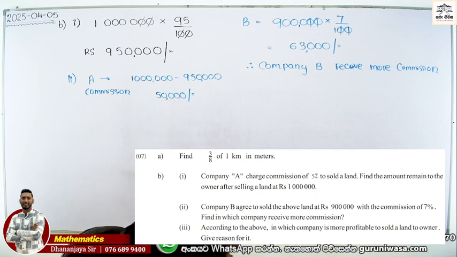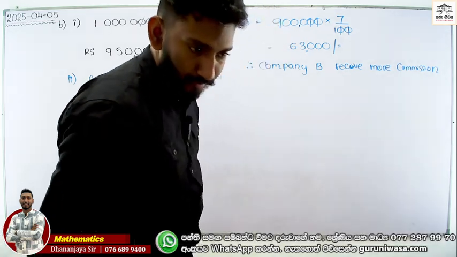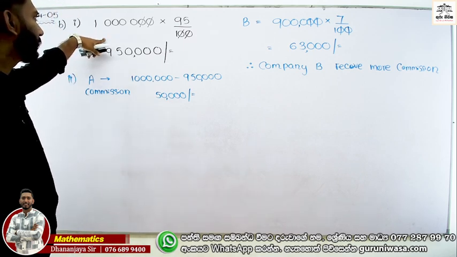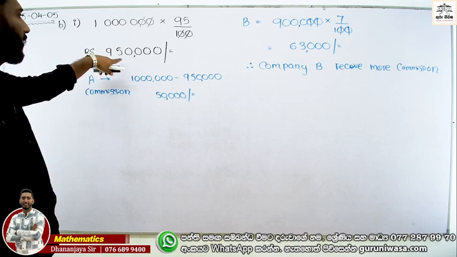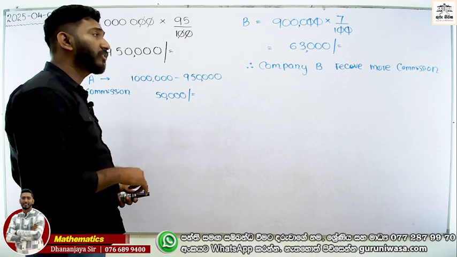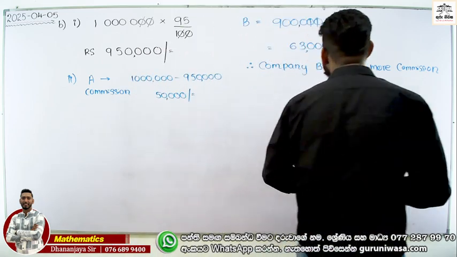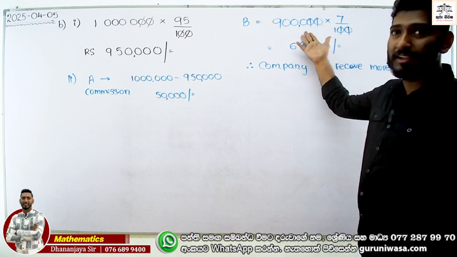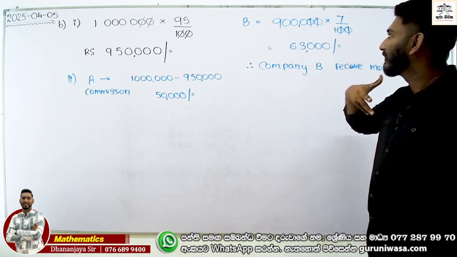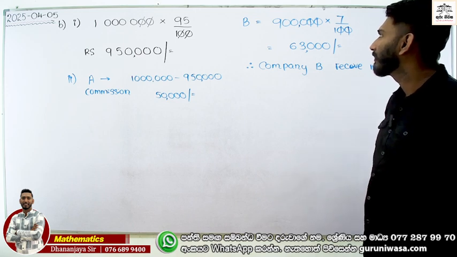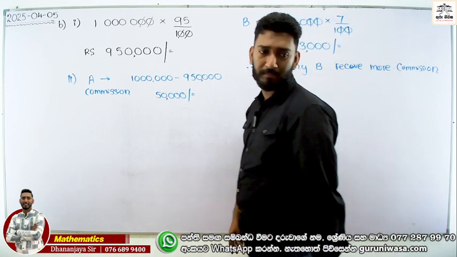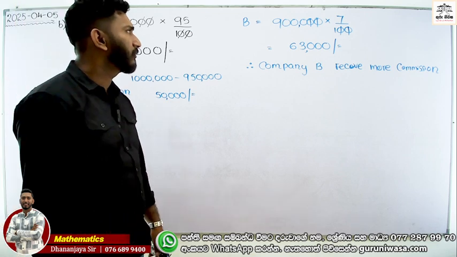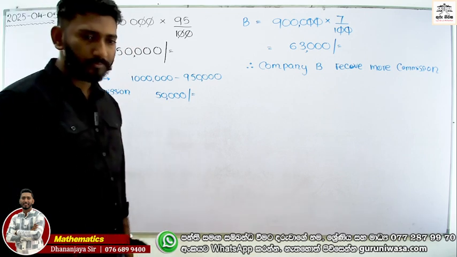So when we look, we can see it. Now look at this. In company A, the owner receives 950,000. But in the other, the land is sold for 900,000, but 63,000 is taken as a commission. It's keeping the 7%. Right?